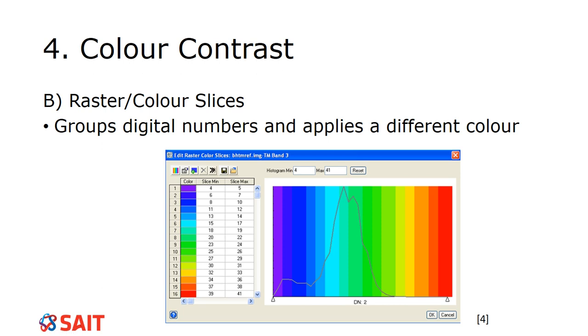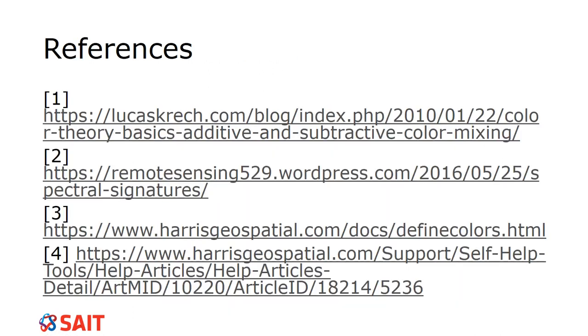So the color contrast is only for 1 image. Composites are for 3 images to be put together. That brings us to the end of this objective, and in the next video I'll start covering the remaining part of Module 3.